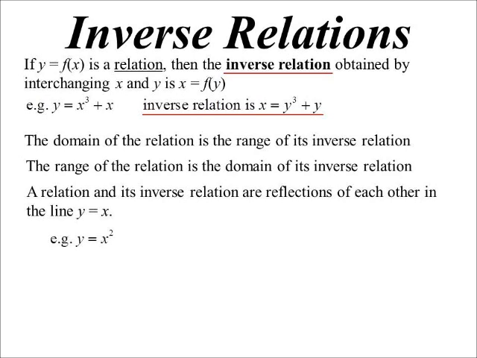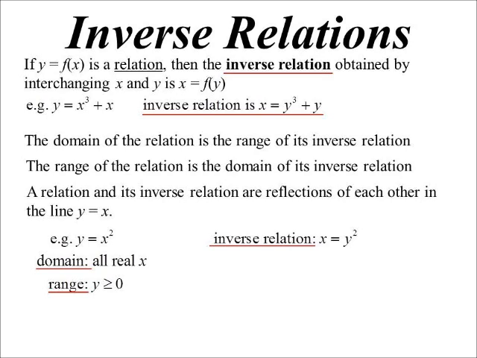Y equals x squared, domain's all real x, range is y is greater than or equal to 0. So its inverse relation, x equals y squared, domain x is greater than or equal to 0, range will be all real y. So they swap around.